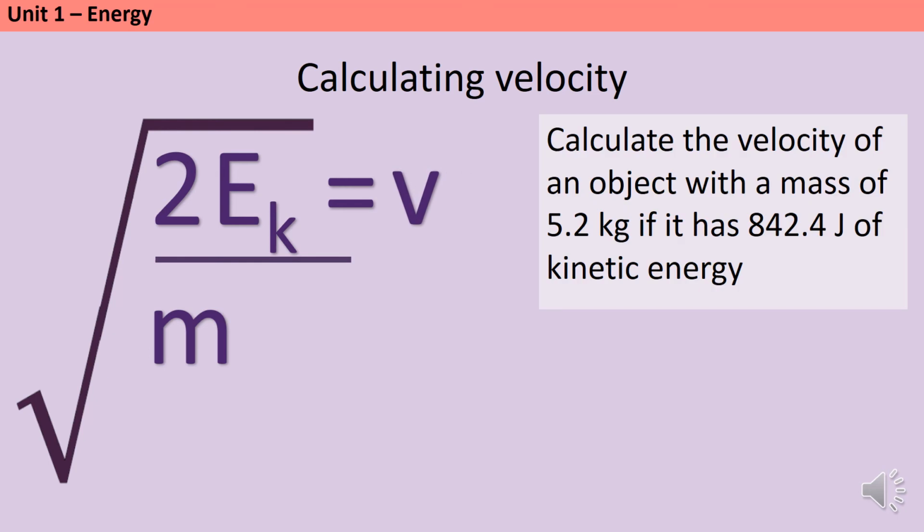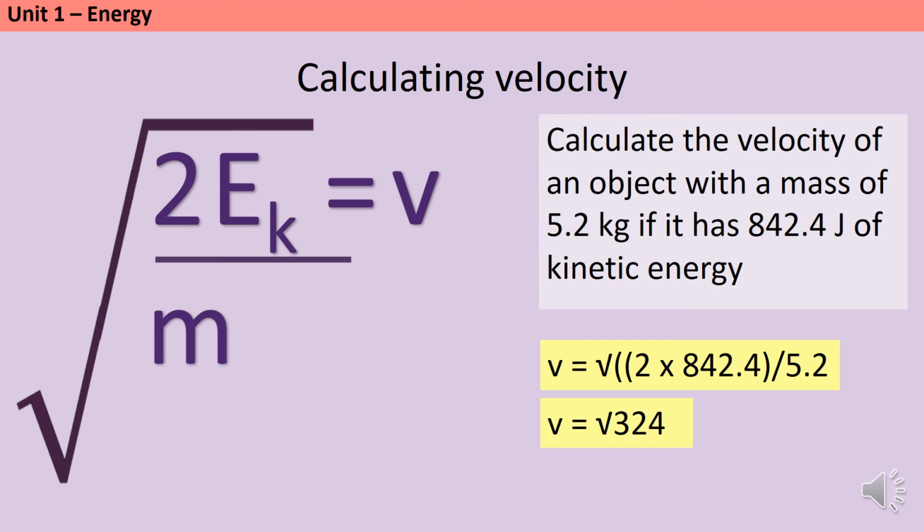So now I can calculate the velocity of an object that has a mass of 5.2 kilograms when it has 842.4 joules of kinetic energy. So I start off by doubling the amount of energy, and then I need to divide it by 5.2, and then I take my entire answer and square root it. So I'm going to work out the square root of 324, which is 18 metres per second.